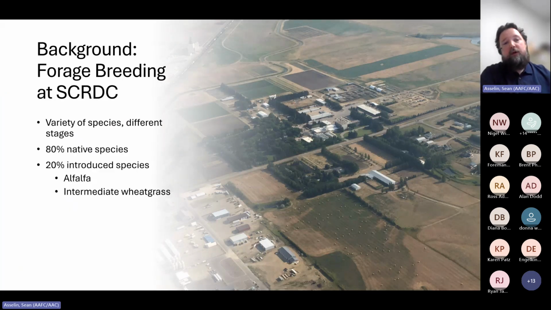Moving into Swift Current. So this is where I work, Southwest Saskatchewan in Swift Current. We work on a variety of species at various stages of development, and these include warm season grasses, cool season grasses, forbs, and legumes. About 80% of my program is focused on native species, but we also do some conventional forage work, primarily in conjunction with the University of Saskatchewan, University of Manitoba, and other forage breeders across Canada. And so we do have a little bit of work on alfalfa and intermediate wheatgrass, but the bulk of my program is focused on native species.